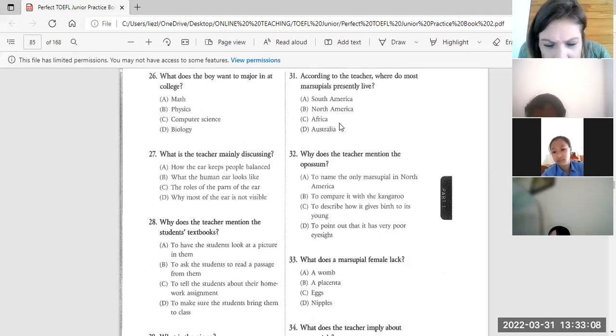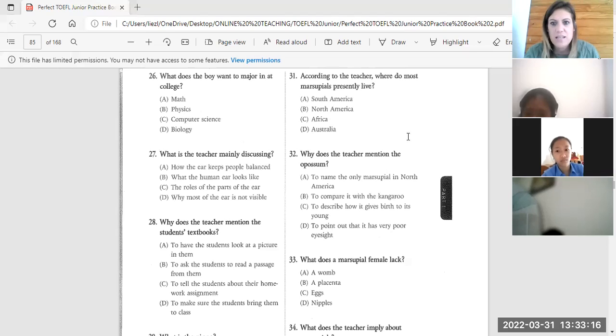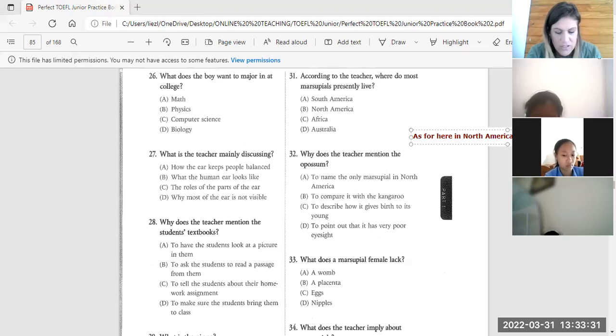Oh, no, sweetie. Look here. I'm going to type it for you. Okay, she says there, as for here in North America. So where are they? They are in North America, yes? She says, the only marsupial native to this continent.